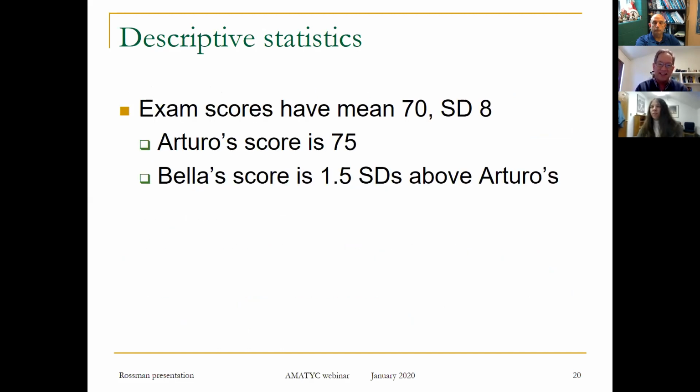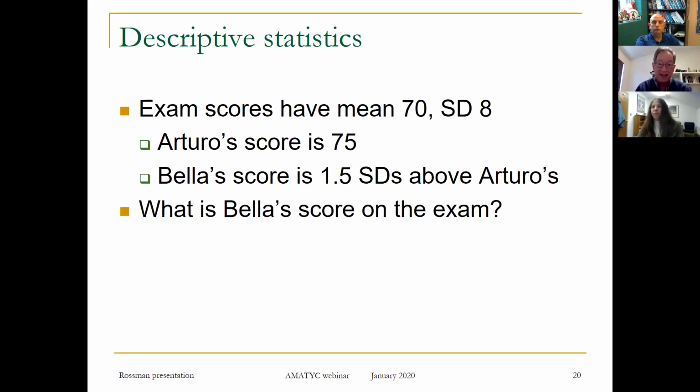Another descriptive statistics example. Suppose a set of exam scores have a mean of 70 and a standard deviation of 8. Suppose Arturo's score is 75, and Bella's score is 1.5 standard deviations above Arturo's. The question is simply, what's Bella's score? I just started asking this question recently. For my whole teaching career, I've wanted students to understand that z-scores tell you how many standard deviations away from the mean the observation of interest is. So that idea of measuring distance by number of standard deviations away is, I think, an important idea.